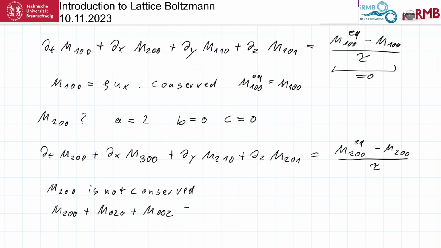This is the energy. It has the advantage of being conserved. So if you write all these equations together and sum them, then the sum of their collision operators will be 0. But for one individual, it won't be 0. Okay, so now we have to deal with this.